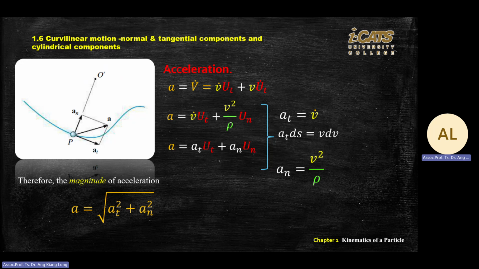Okay, so every time you calculate the AT and AN, once you have these two, you need to do the magnitude calculation where you square the AT and then you square the AN, and you square root it. This is the normal step when you see an object moving in the curve.